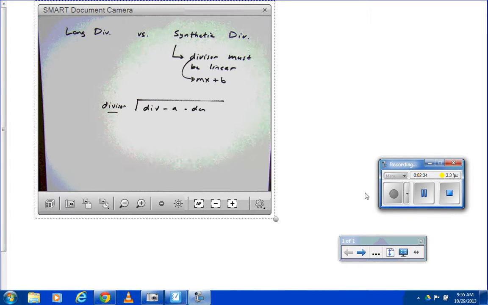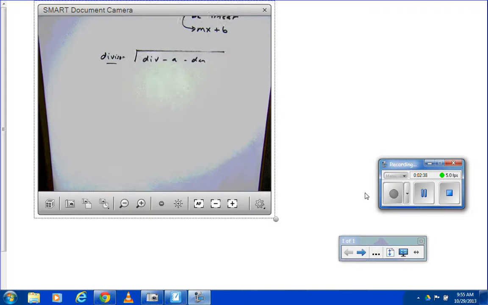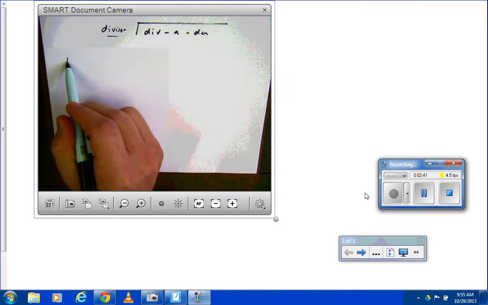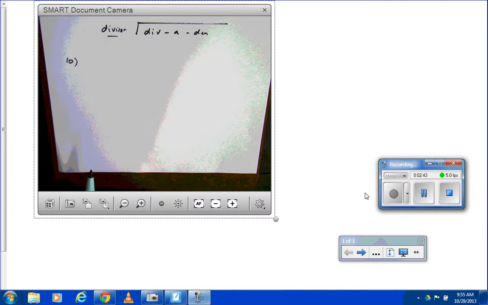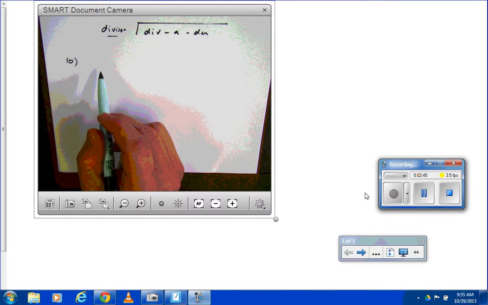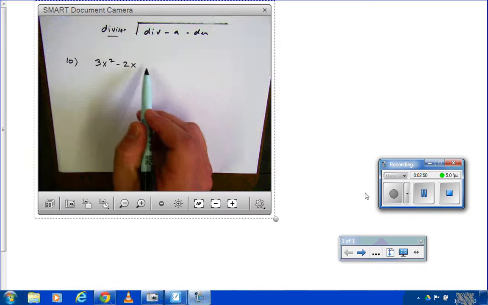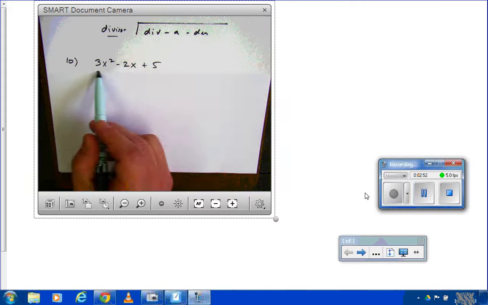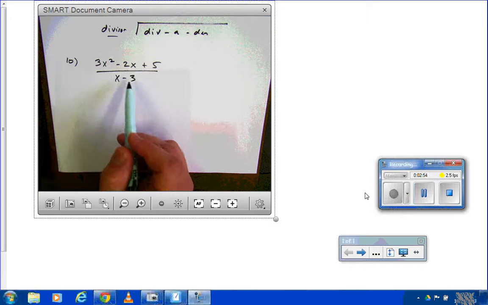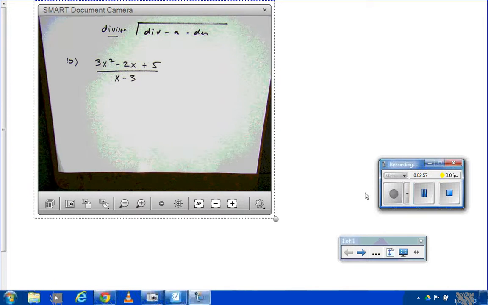Now, let's do an easy one first. Let's look at number 10. You can look at the directions. The directions say to use long division, but I'm not going to make you do that if you can do it by synthetic division. So the truth is, you can use either method. Right here, what's the divisor there? X minus 3. Is that linear? Yes. So that means we can use synthetic division.